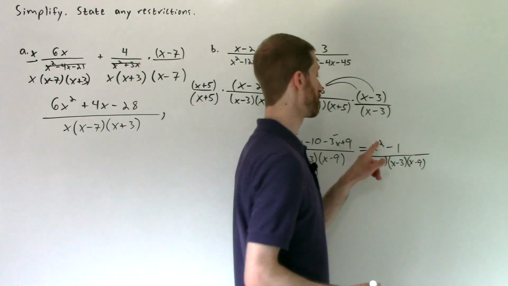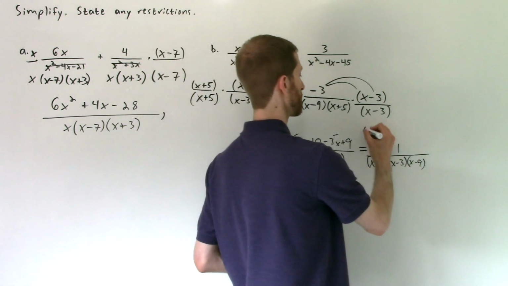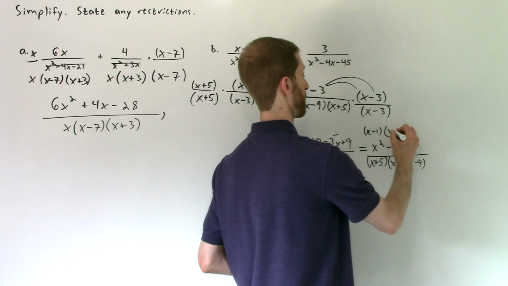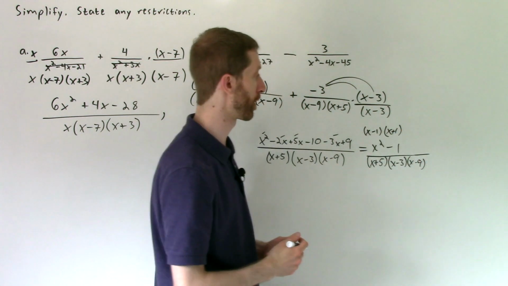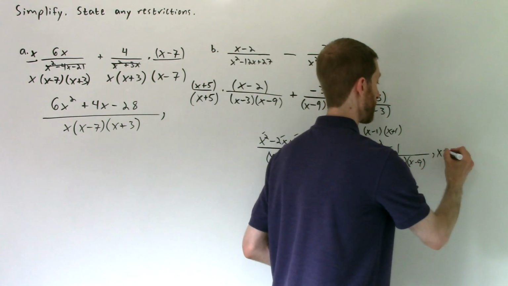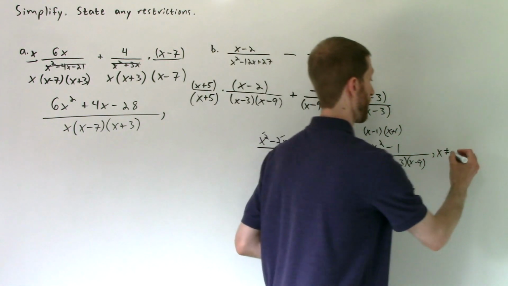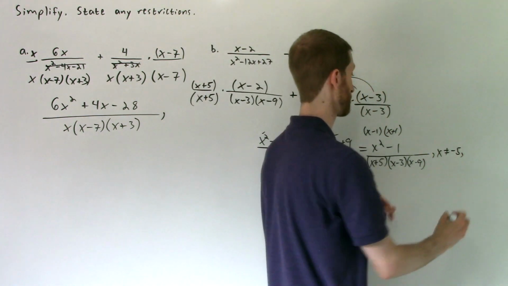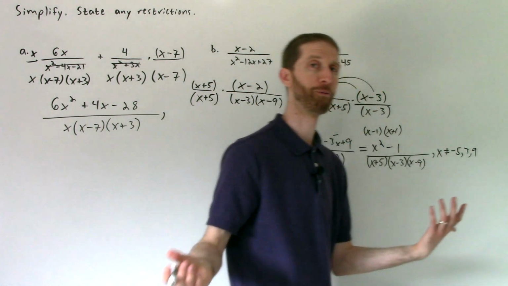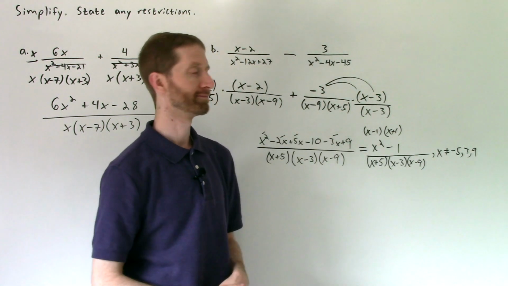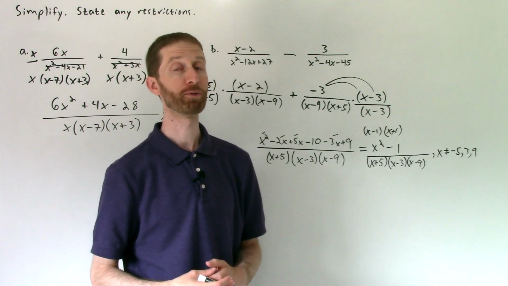Now, I noticed that the numerator factors into x minus 1 and x plus 1. So that's a good thing to just notice. But also notice that neither of these factors divide out with those, so we are in simplest form. Now remember, you need your restrictions. X cannot equal anything that makes the denominator 0. That would be negative 5, positive 3, and positive 9. Voila! There you have it. We've got ourselves how to add and subtract some pretty involved rational expressions.